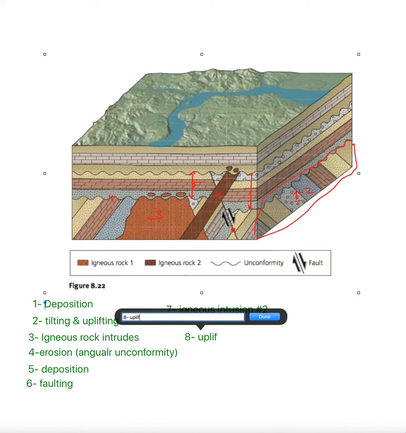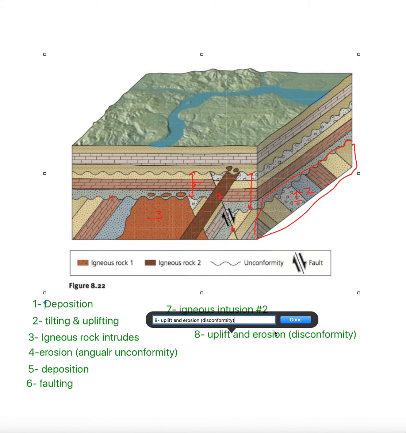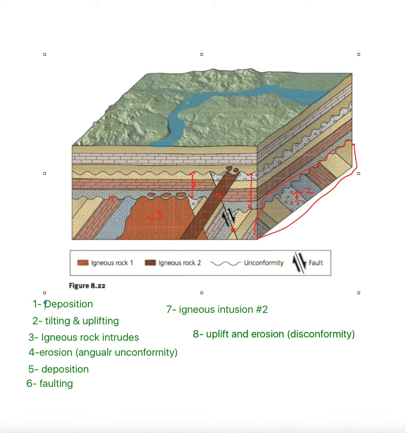And this is going to be a disconformity. Once again, just reminding you the types of unconformities. So this is number 8 because we have an erosive surface. And then these sedimentary layers are going to be due to deposition. So this is going to be number 9.